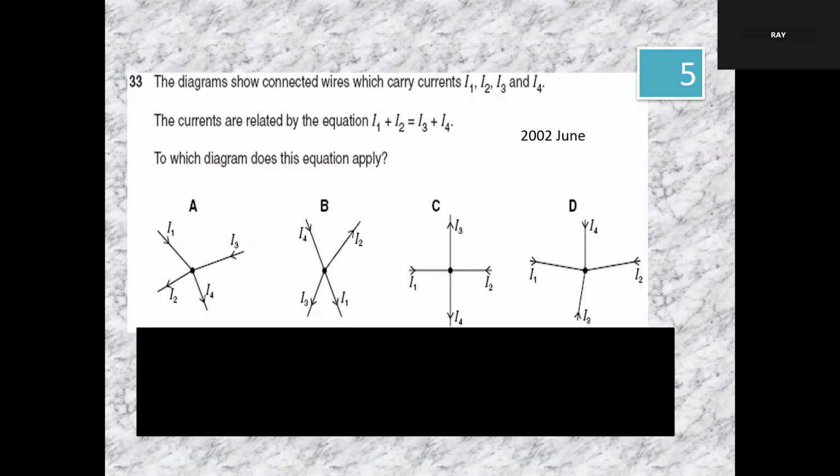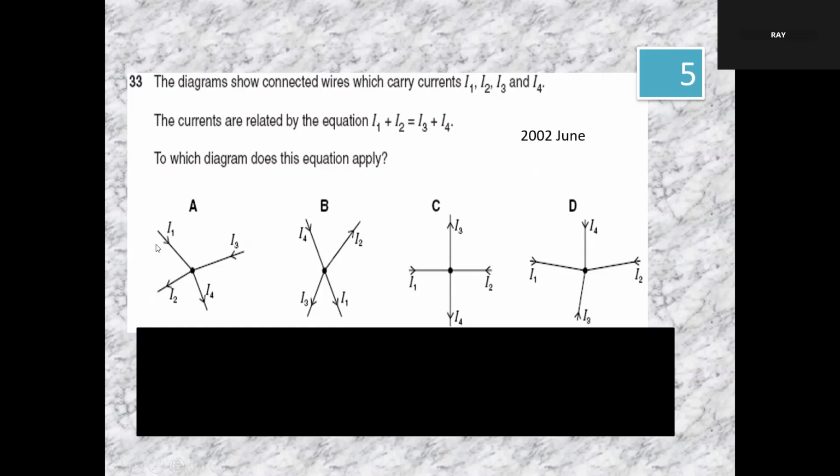Yeah. I1 and I2 are in the same direction, so both going in. Then I3 and I4 must be going out. If all are going in, that's not possible. A cannot be.